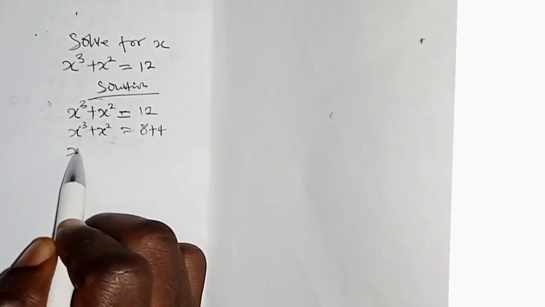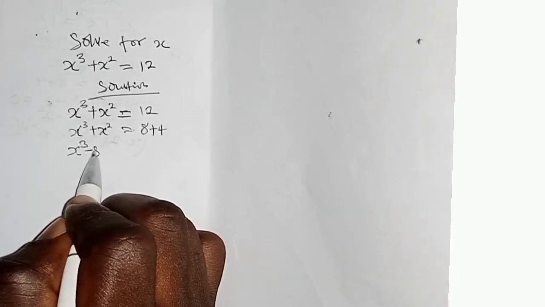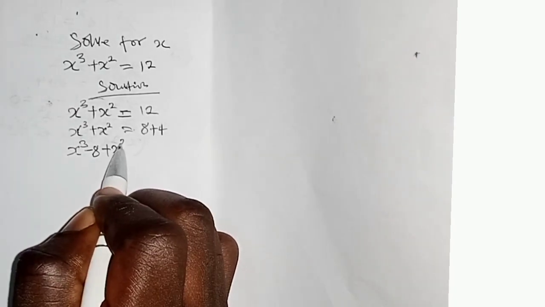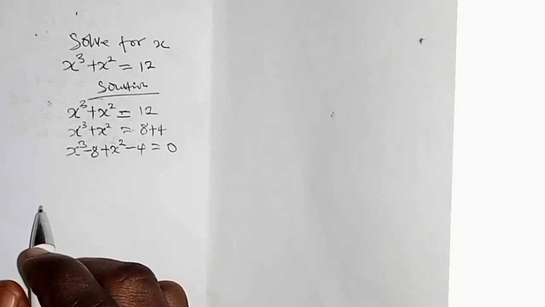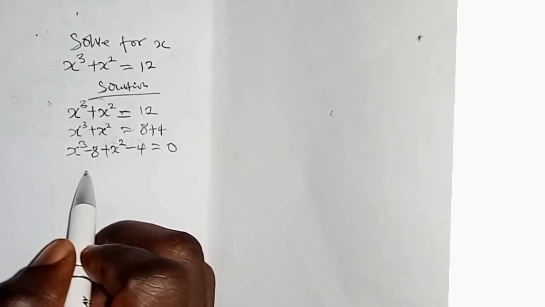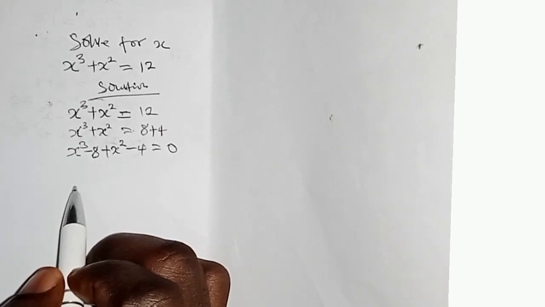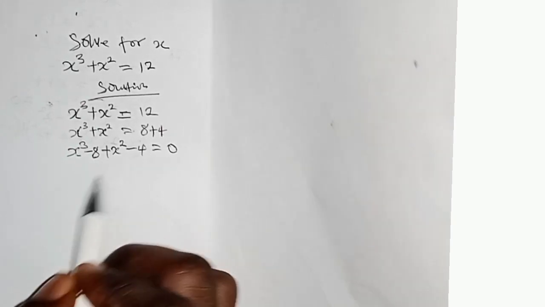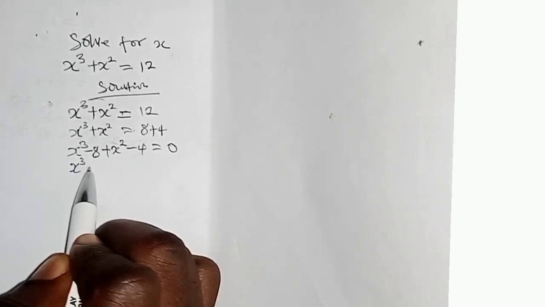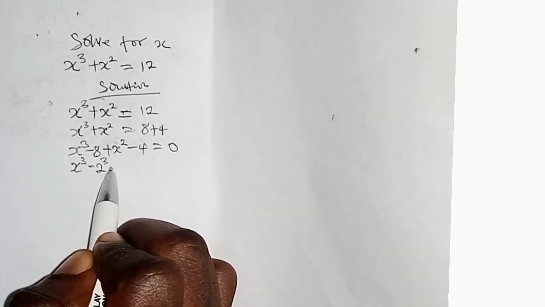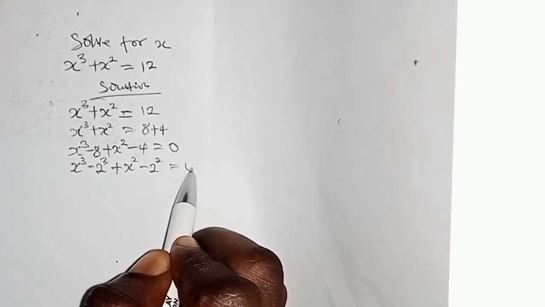If I do that, I will have x raised to power 3 minus 8, plus x raised to power 2 minus 4 is equal to 0. So this is what I have at this point. Then, solving further, I can write this 8 as 2 raised to power 3 and this 4 as 2 raised to power 2. If I do that, I'm going to have x raised to power 3 minus 2 raised to power 3, plus x raised to power 2 minus 2 raised to power 2 is equal to 0.